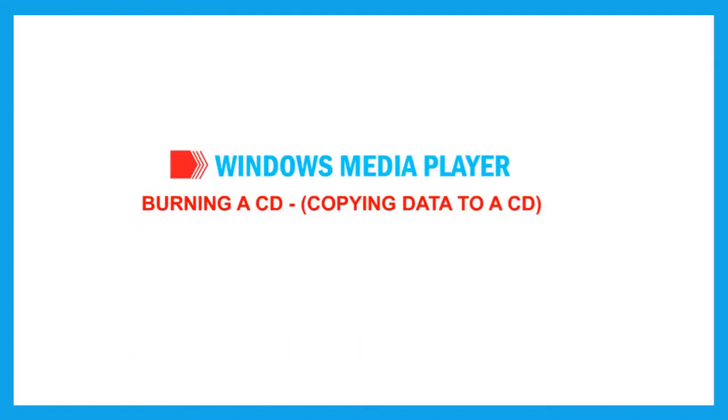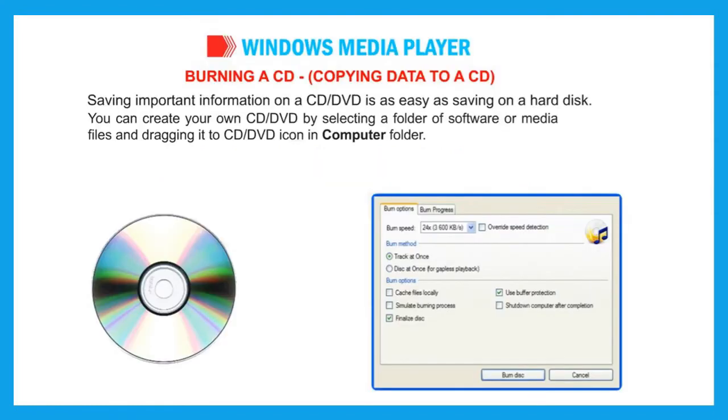Now, next topic is burning a CD, that is, copying data to a CD. Saving important information on a CD or a DVD is as easy as saving on a hard disk. You can create your own CD or DVD by selecting a folder of software or multimedia files and dragging it to the CD or DVD icon in the computer folder.